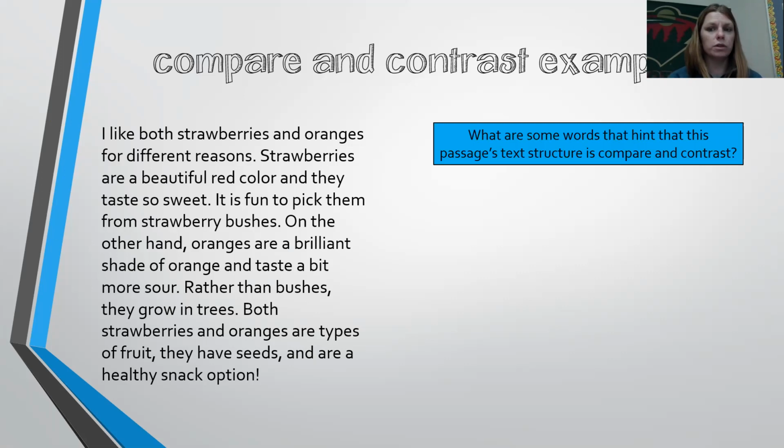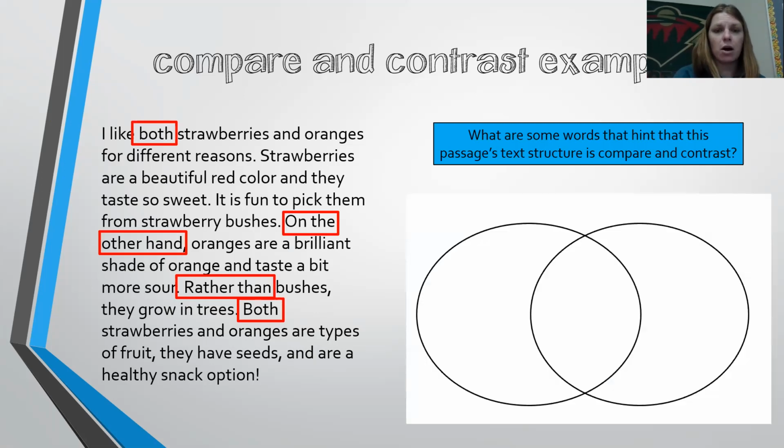What are our hint words that this is compare and contrast? Both, on the other hand, rather than a comparison or a contrast, and both again. So anytime you hear those two things, you know that you are comparing and contrasting. So let's take our Venn diagram, our visual or graphic organizer for this.